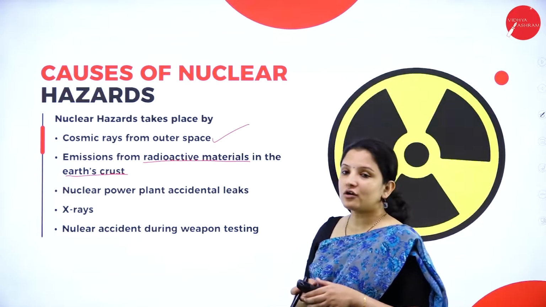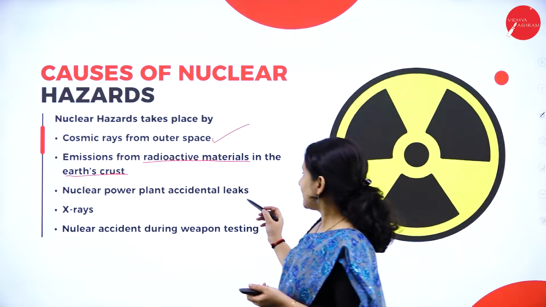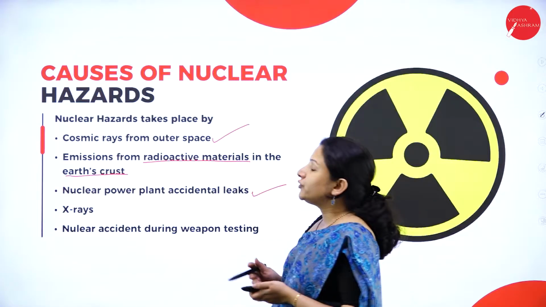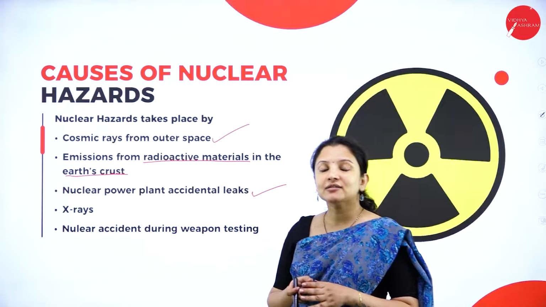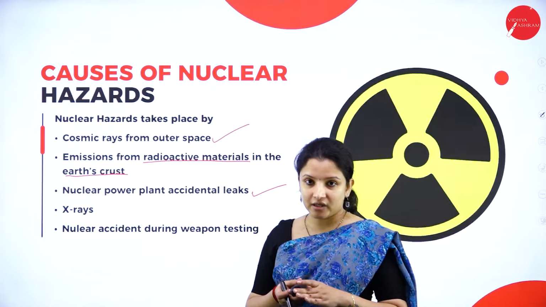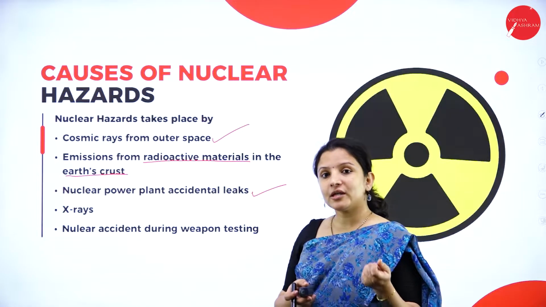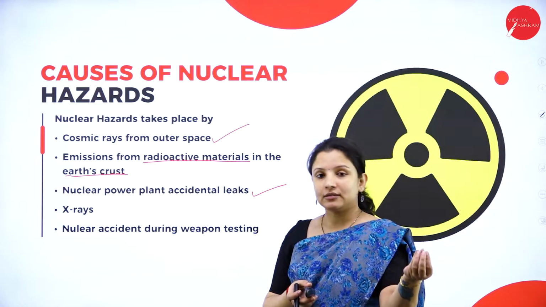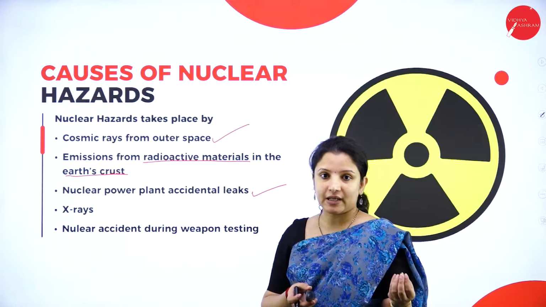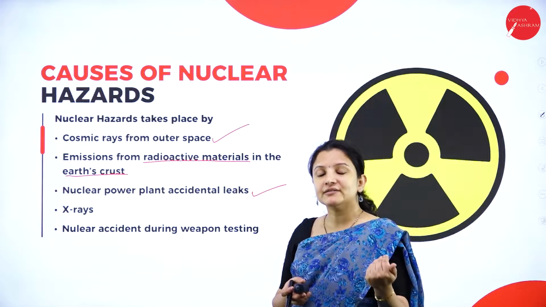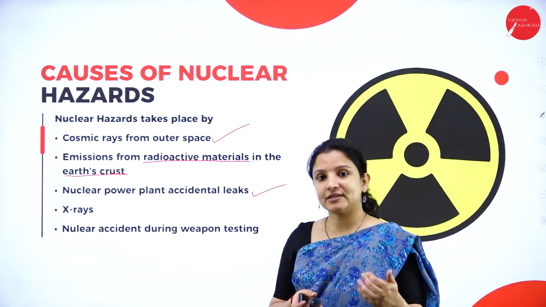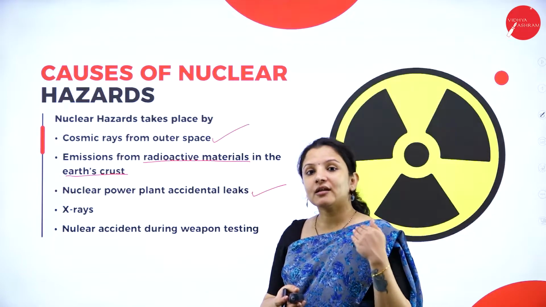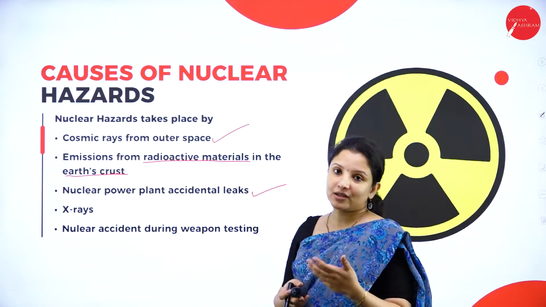Next is because of accidental leaks that can occur from nuclear power plants. So, that is why we need to be very careful. That is why nuclear power plants are not everywhere like how we have the hydroelectric power plants, because hydroelectric power plants are used to generate electricity. Likewise, electricity can also be generated by nuclear power plants.